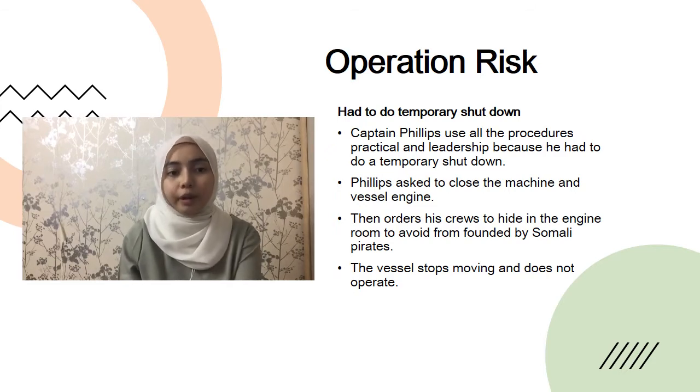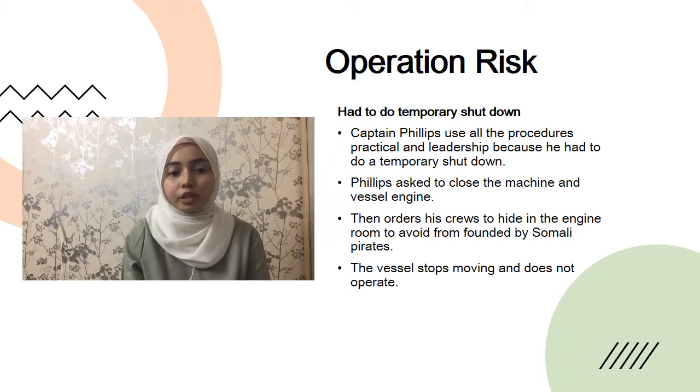Before the Somali pirates arrived and hijacked the Alabama cargo ship, Captain Phillips used all the procedures, practical and leadership skills, because he had to do a temporary shutdown. Phillips asked them to shut down the machine and vessel engine, so as told, Chief Engineer Mike Perry cuts power to the ship, plunging the lower decks into darkness.